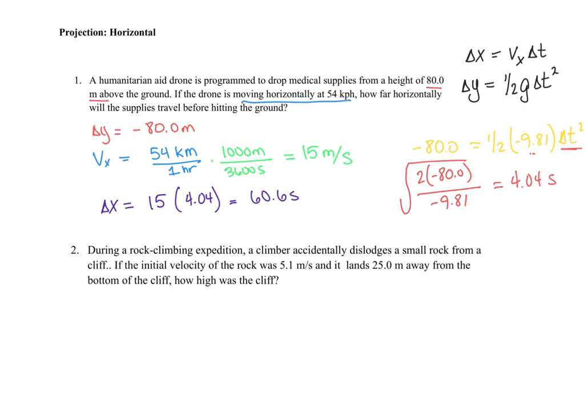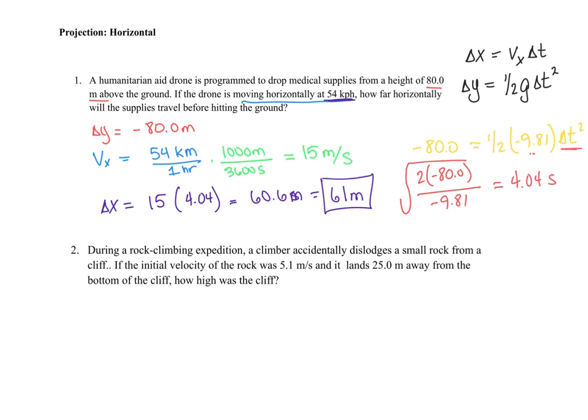However, what significant digits do I need to use for this problem? So remember, when you're multiplying, you're going to use the least amount of significant digits. We multiplied by that 15. So this needs to be 61 meters. That's 2 significant digits there.